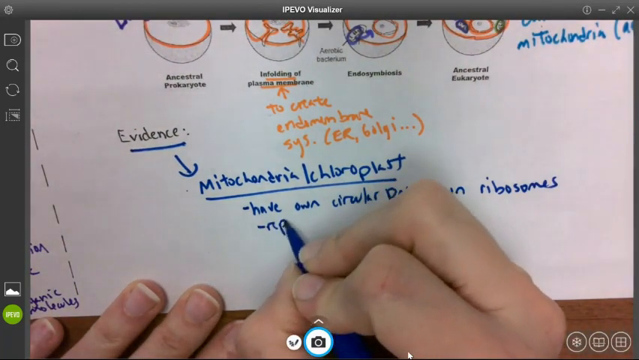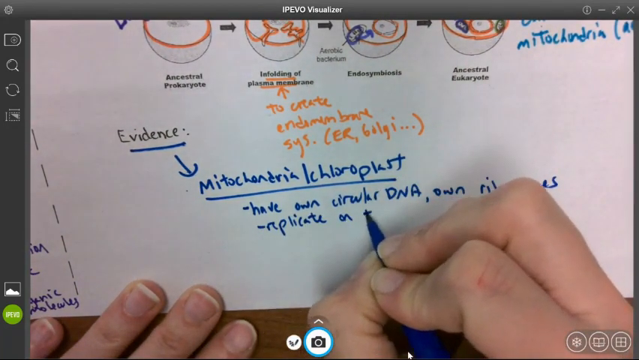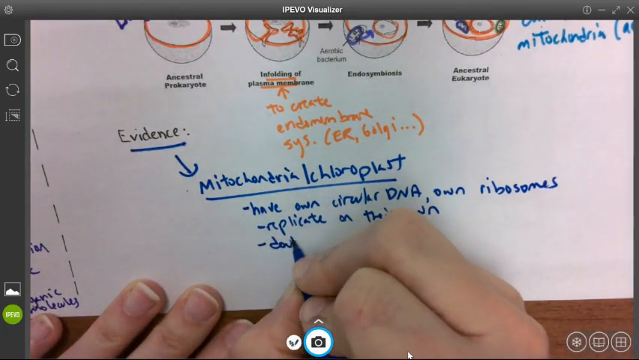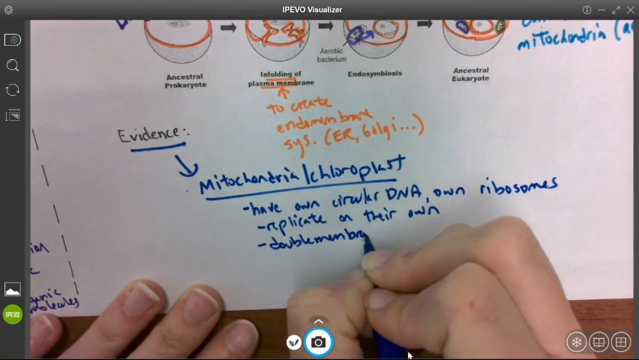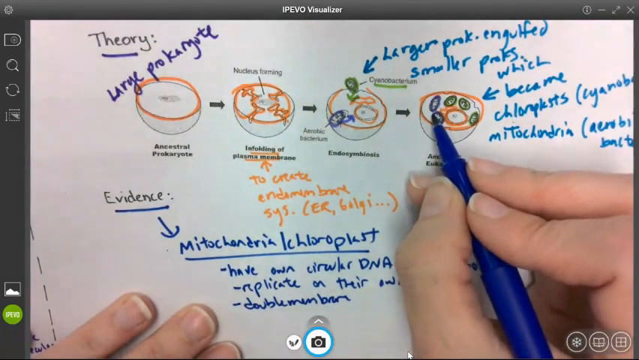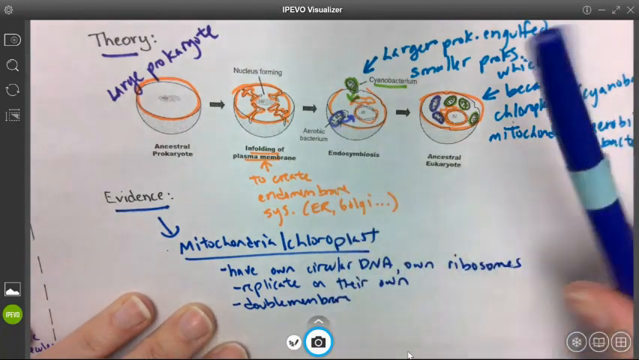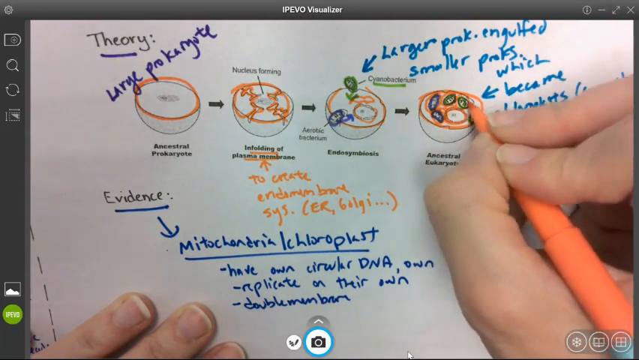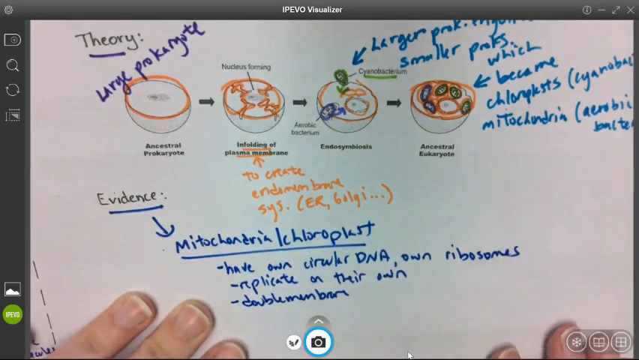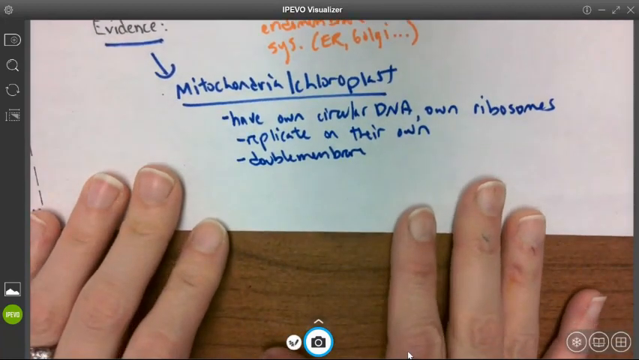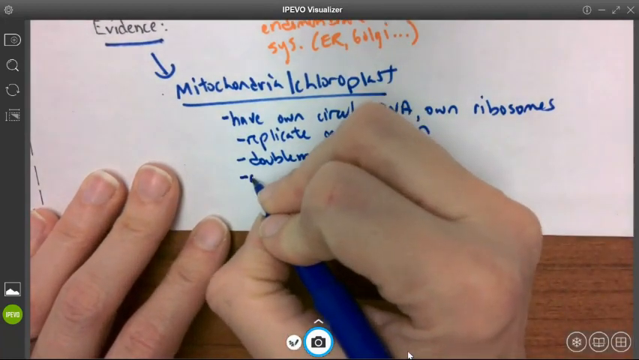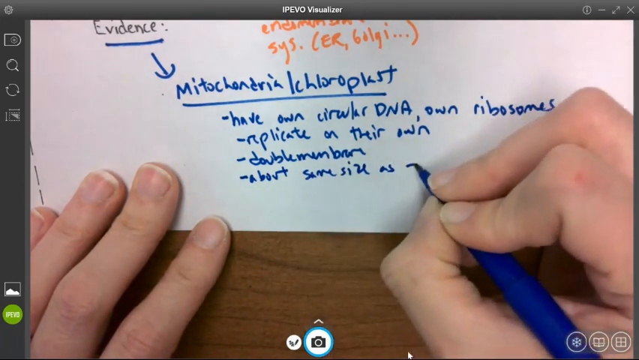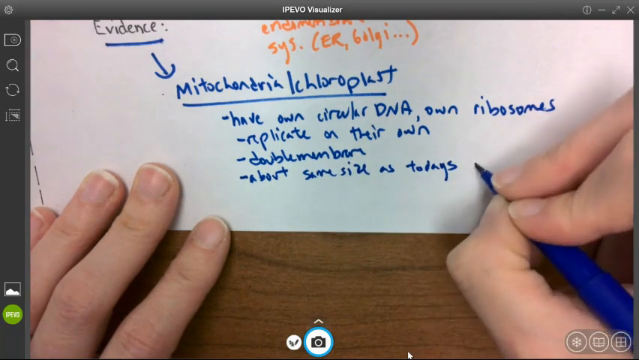Okay, they can replicate on their own. They have a double membrane. Remember, one was their original membrane from before they entered, and the other one is the membrane they got through endocytosis, right? And actually, the chloroplast has 3 membranes there, right? And they're about the same size as today's prokaryotes.